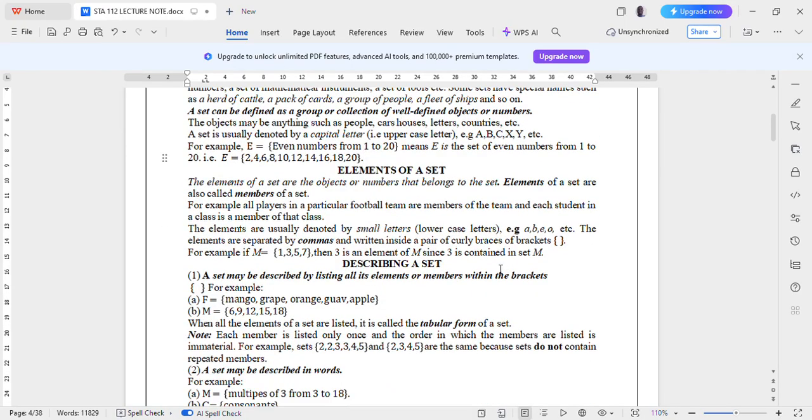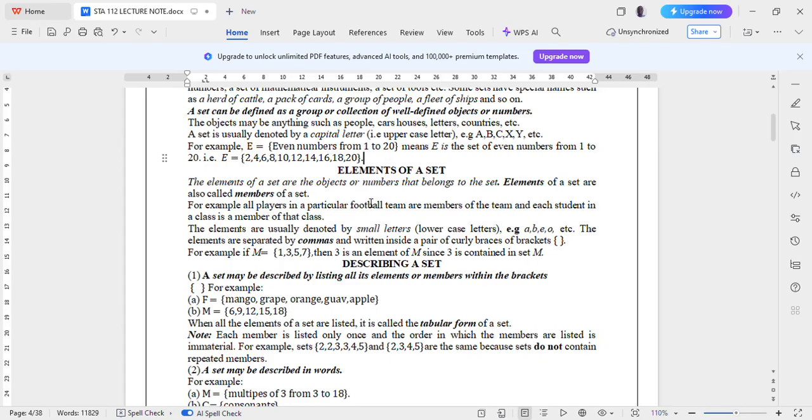Now, look at the elements of the set E. The members of the set E are 2, 4, 6, 8, 10, 12, 14, 16, 18, and 20. These are the members or the elements of the set. The element is also synonymous with the member of the set. If you say elements of the set, you are right. If you say members of the set, you are right. Just as in your own class, every student in this class is a member of that class.